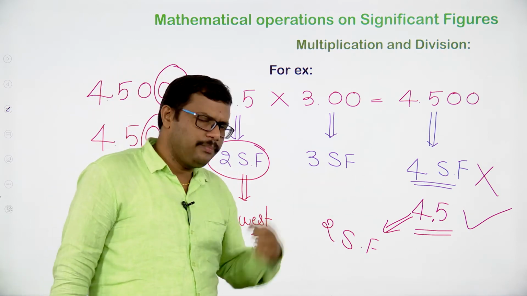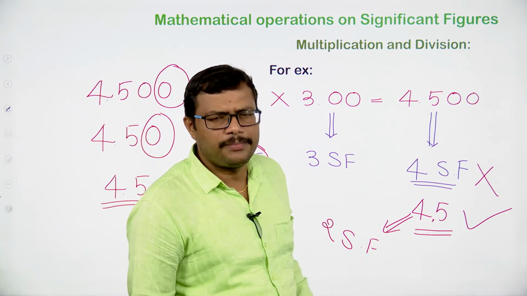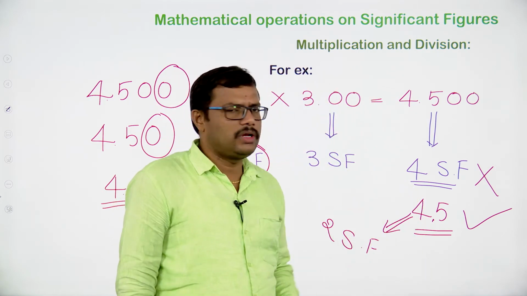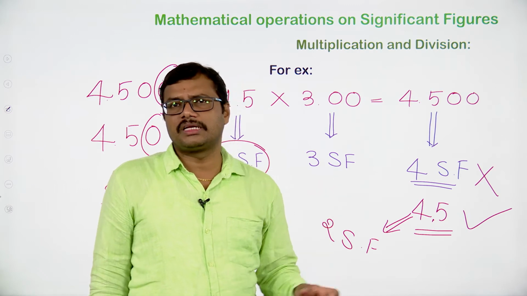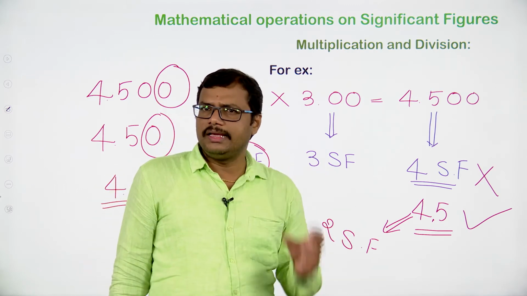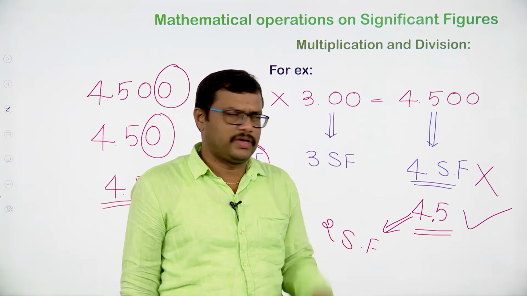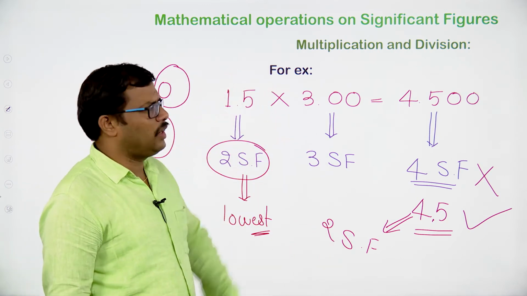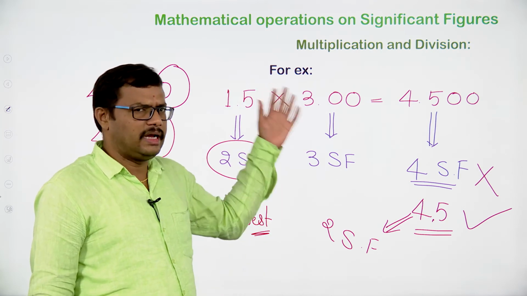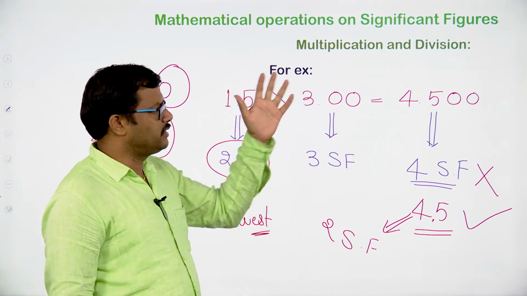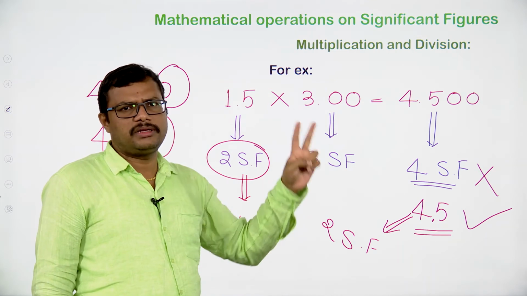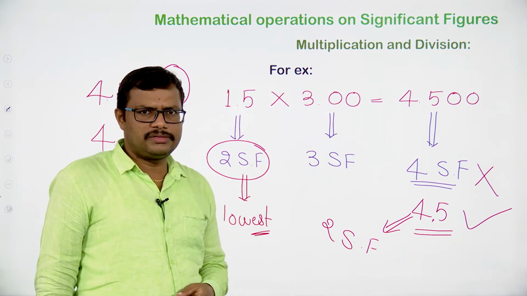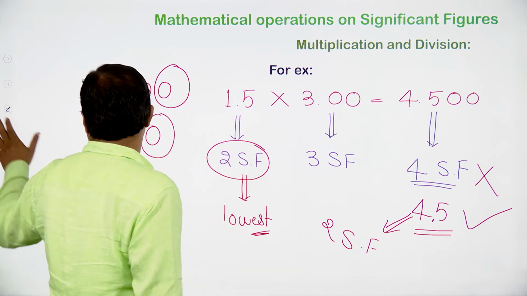Okay, so we have to report the multiplication or division result such that it has the least number of significant figures. By keeping these things in mind, we can carry out all the mathematical operations: addition, subtraction, multiplication, division. For addition and subtraction, we look only at the digits. But in multiplication and division, we have to care about the significant figures.